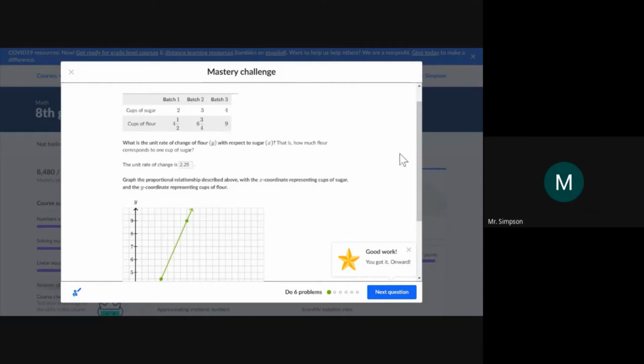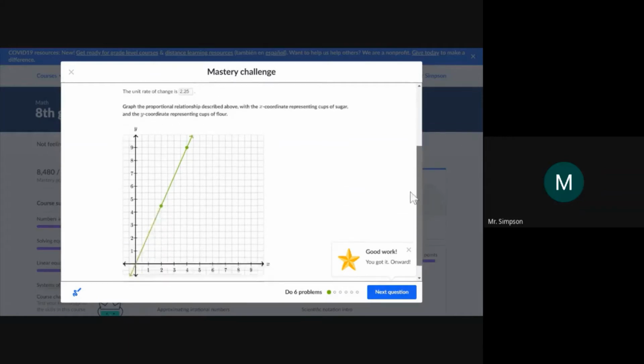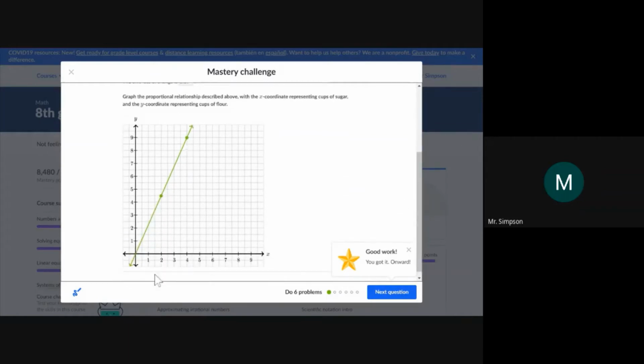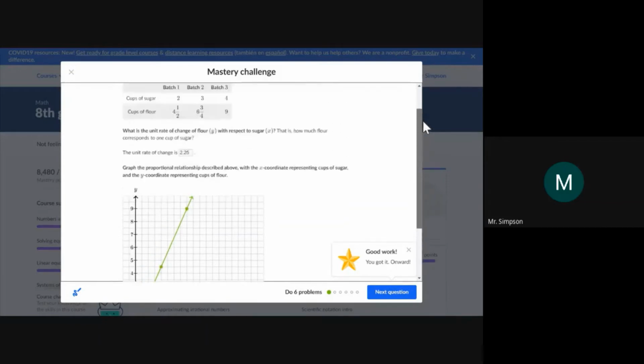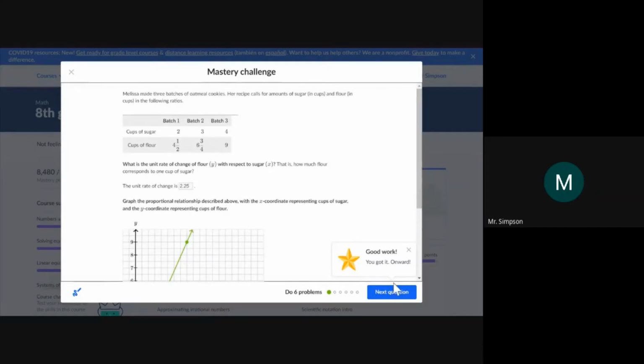And then we just used the lowest, batch 1, and the highest, batch 3, to graph 2 points. There were only 2 dots. So we put 2 cups of sugar to 4.5 cups of flour, and 4 cups of sugar to 9 cups of flour, to graph our proportional relationship. Okay, good. So that's question 1. Let's move to question 2.